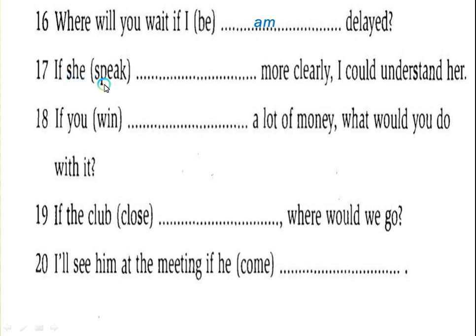Seventeen. If she spoke more clearly, I could understand her. I could understand her. And this one is in the past. So we think it's the second conditional. If she spoke more clearly, I could understand her. But in fact, she didn't speak more clearly and I couldn't understand her.